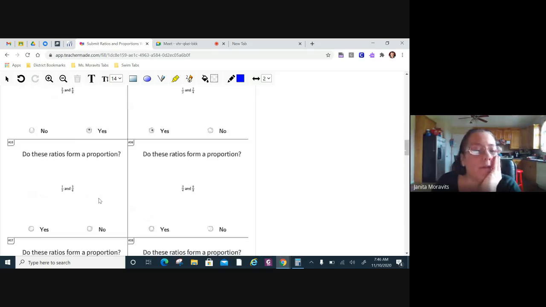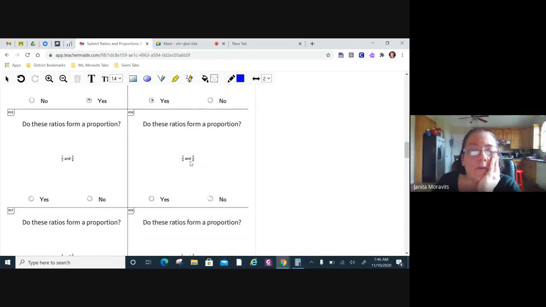Let's look at this one right here. All right, if we cross multiply 3 times 8, that's 24. If we cross multiply 4 times 9, that's 36. So you'd have 36 and 24. Those two numbers are not the same. That means that these are not equivalent ratios. And if they are not equivalent, they do not form a proportion. So our answer is no.